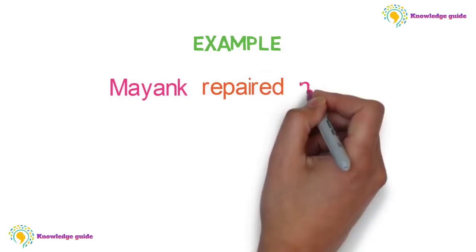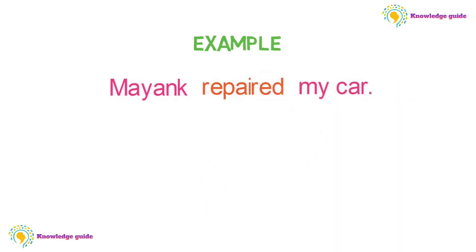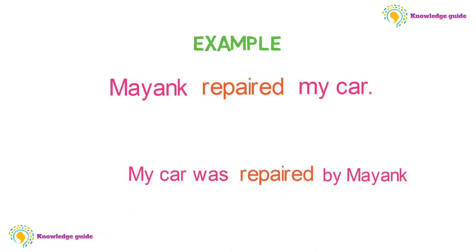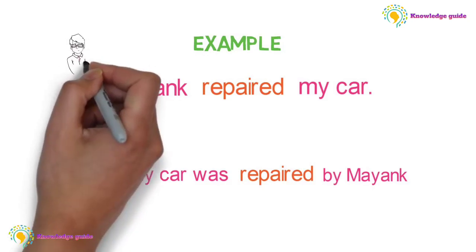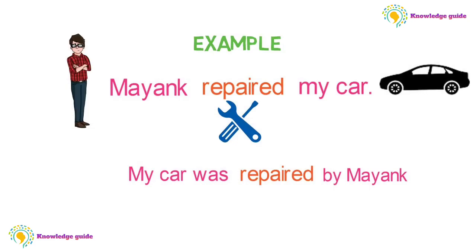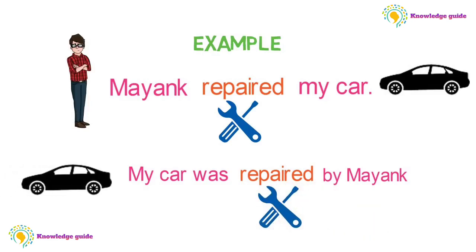Mayank repaired my car. So if we have to change it into passive voice, it will be: my car was repaired by Mayank. So here both the sentences give the same meaning, but in the first sentence more importance is given to the subject Mayank, where he does the action of repairing the car and the action is performed on the object. In the second sentence, more importance is given to the object, my car, and the action performed on it by the subject, but less importance is given to the subject here.